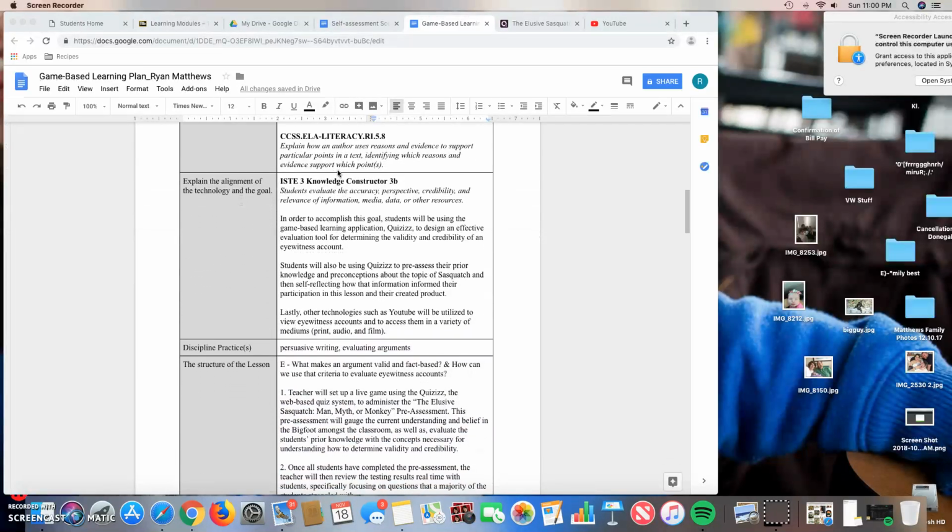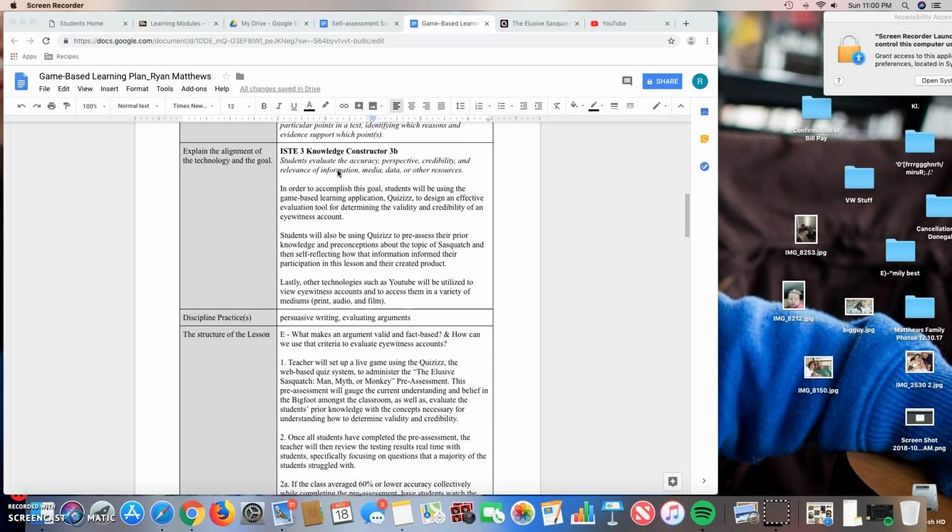that there really doesn't seem to be one thing that seems to be the cause of those eyewitness accounts. The next one is the Common Core State Standard 5.8. Explain how an author uses reasons and evidence to support a particular point in a text, and identify which reasons and evidence support which points. So this is all about evaluating argumentative writing, which is what students are going to be doing with those eyewitness accounts. And if a person presents an eyewitness account of the Bigfoot or Sasquatch legend, then they are going to be persuading you that they saw something that they couldn't explain. So evaluating argumentative writing is the crux of this kind of problem-based, game-based lesson.